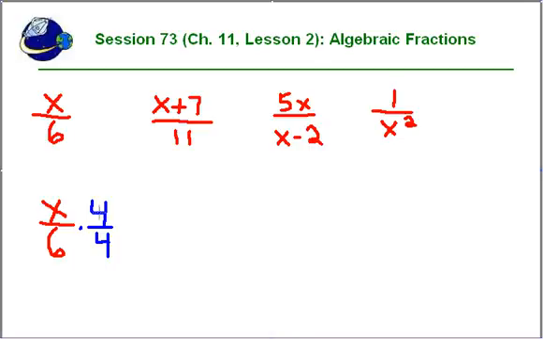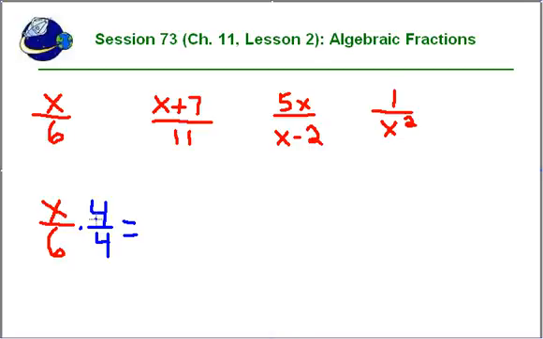If you take a quick look at 4 over 4, what is 4 over 4 the same thing as? Well, it's the same thing as 1, because any number divided by itself is 1. 4 divided by 4 is 1. Are we changing the value of x over 6 at all when we multiply it by a 1? No, because any number times 1 is itself. So we are actually just multiplying x over 6 by 1. We have just simply chosen to write 1 in the format as a fraction of 4 over 4. So this will give us an equivalent fraction.